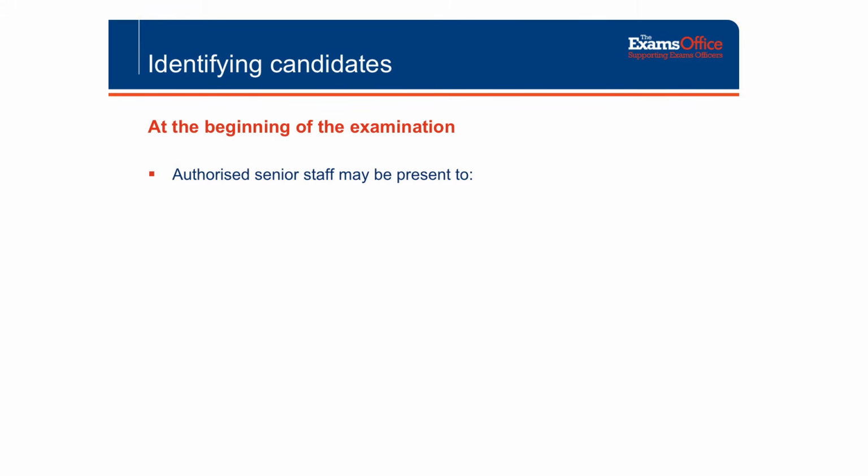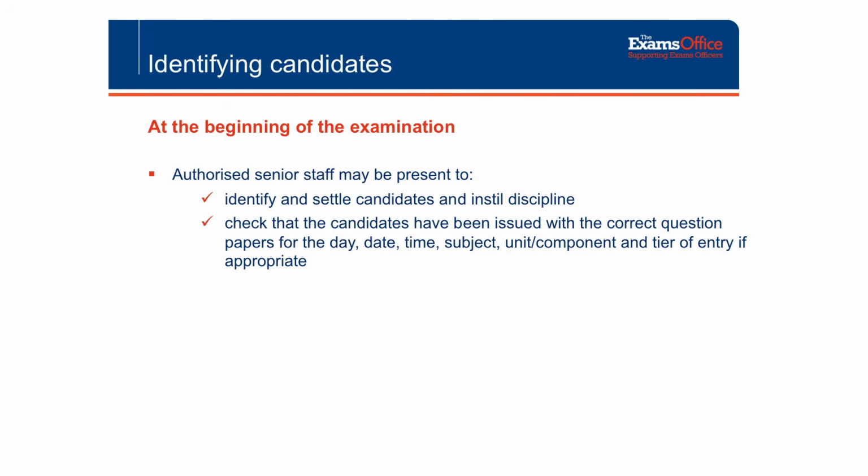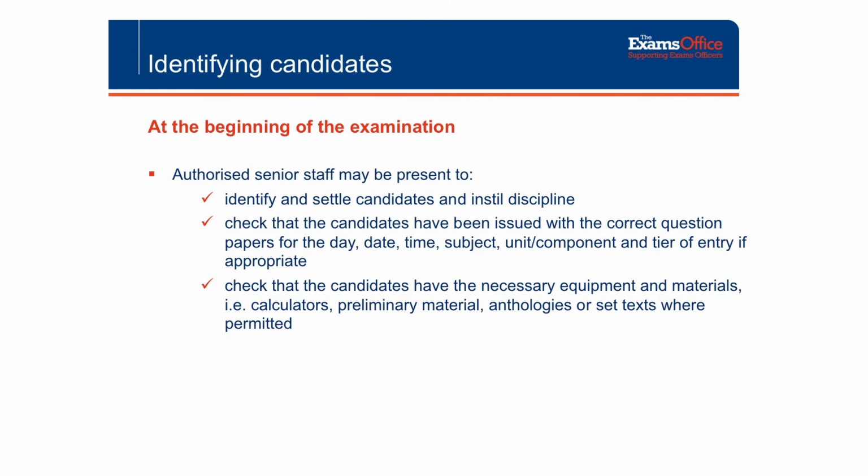Where required to be present, they're only permitted to perform one or more of the following tasks: to identify and settle candidates and instil discipline, check that the candidates have been issued with the correct question papers for the day, date, time, subject, unit or component, and tier of entry if appropriate. Check that the candidates have the necessary equipment and materials, in other words calculators, preliminary material, anthologies or set texts where permitted. Start the examination.